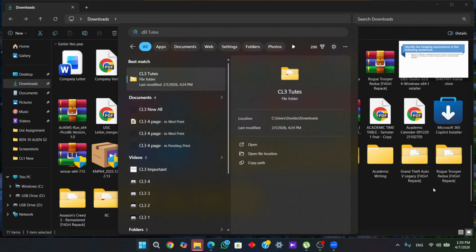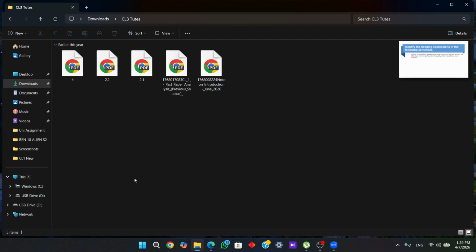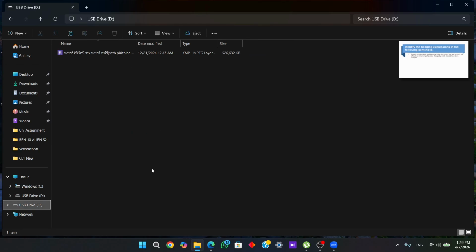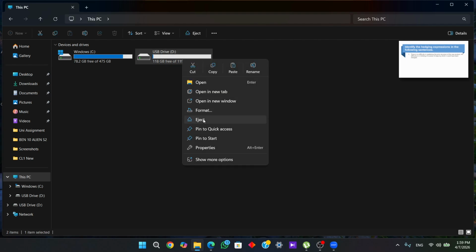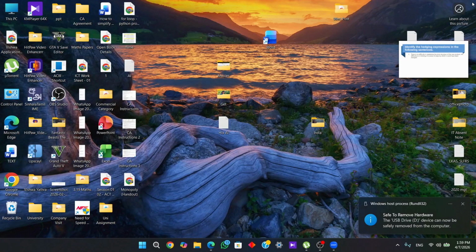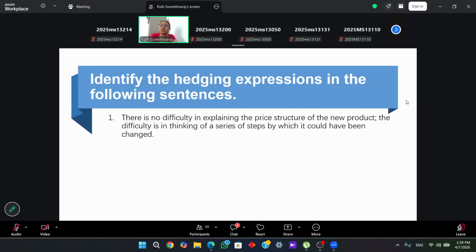There is no difficulty in explaining the price structure of the new product. Okay, so here you can see there's no hedging language in this first clause. There is no difficulty in explaining the price structure of the new product. Very straightforward. Okay, the difficulty is, now here also it's still certain, the difficulty is in thinking of a series of steps by which it could have been changed. Okay, by which it could have been changed.